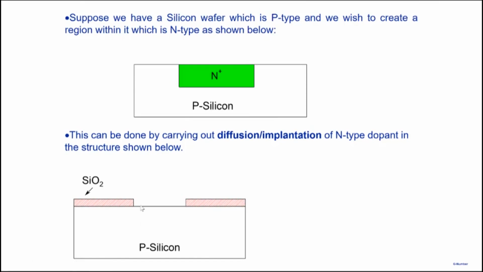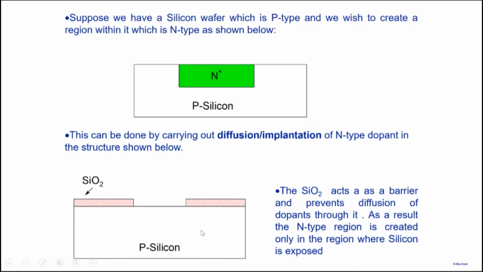So, but we need to create a structure like this, SiO2. Why? Because when we, let's say, try to diffuse phosphorus, it will not be able to diffuse through silicon dioxide here and silicon dioxide here. It will only diffuse here. So we'll only get N plus in this particular region here. So we need to create this window.